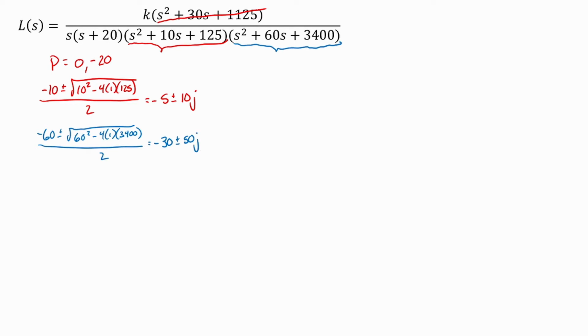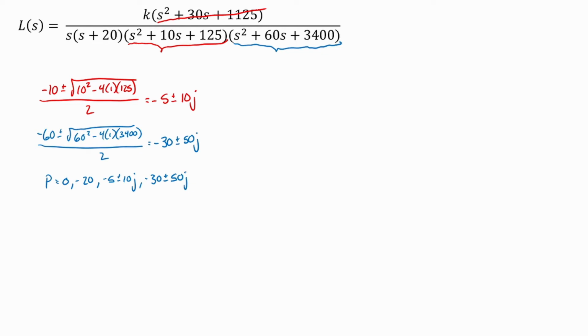Alright, so now we have found all of our poles. I'm just going to list them all here at the bottom. So we have a pole at 0, -20, -5 plus or minus 10j, and -30 plus or minus 50j.